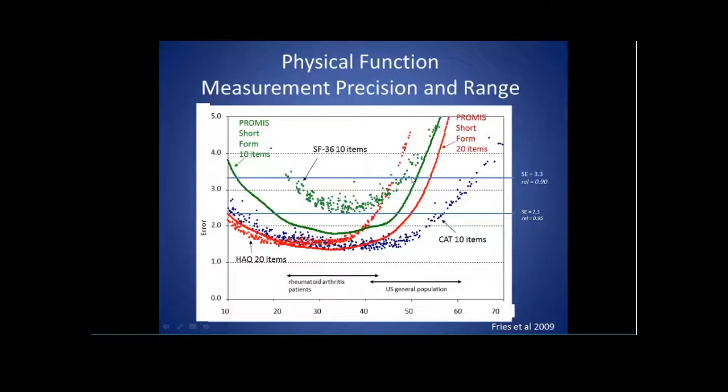And so if you have a sample where you're expecting people to function at least as well as the average U.S. citizen, then we're not going to have a way of capturing that.